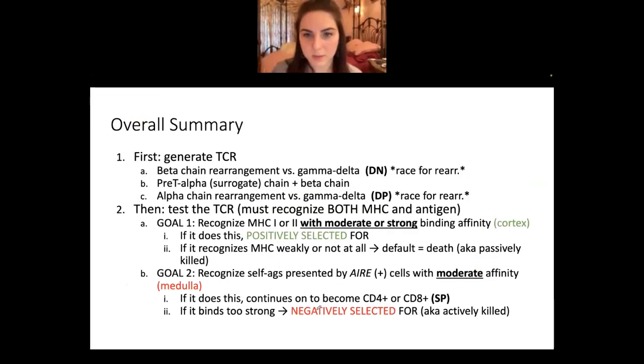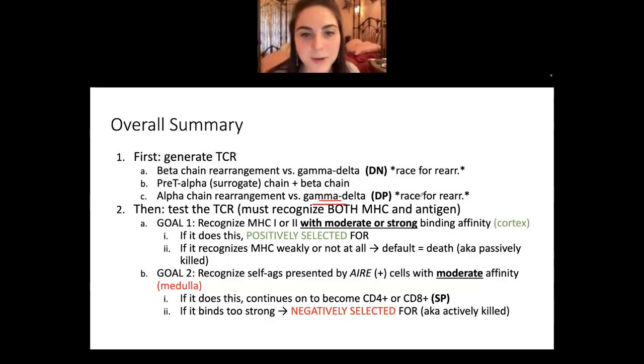And then an overall summary of everything we just talked about. First, generate your T cell receptor. Your beta chain is going to rearrange first, and that's going to go against gamma delta. This is your double negative T cell. This is race for rearrangement 1. Then you couple the surrogate alpha chain, pre-T alpha, to the beta chain. That's going to proliferate. That signals the trigger for switching to double positive, and then the alpha chain is going to start to rearrange, going against gamma delta.